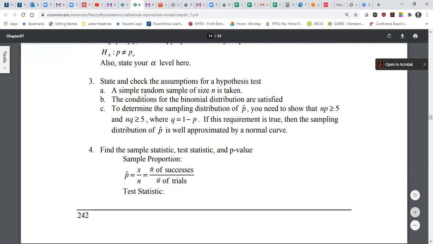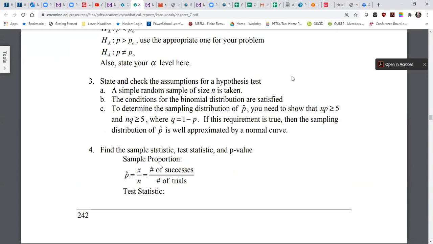Yeah. And then the next step is you need to state and check the assumptions of the hypothesis test. First, a random sample of size n is taken, right? And then B, the conditions for a binomial distribution are satisfied. So only two possibilities, right? Success or fail.